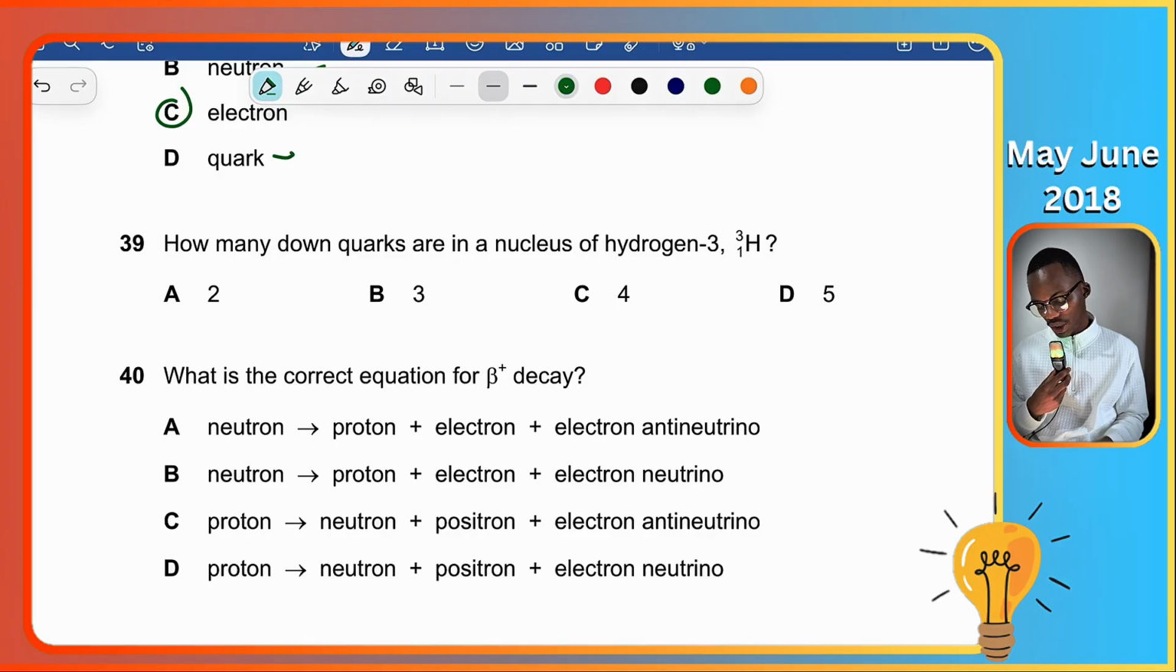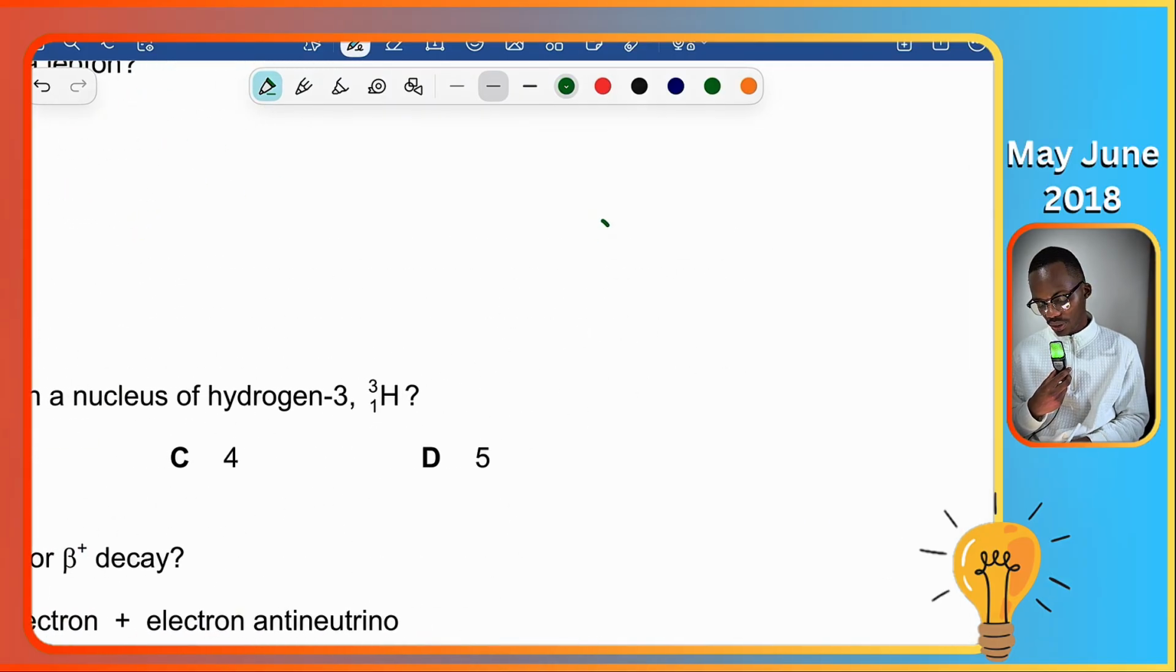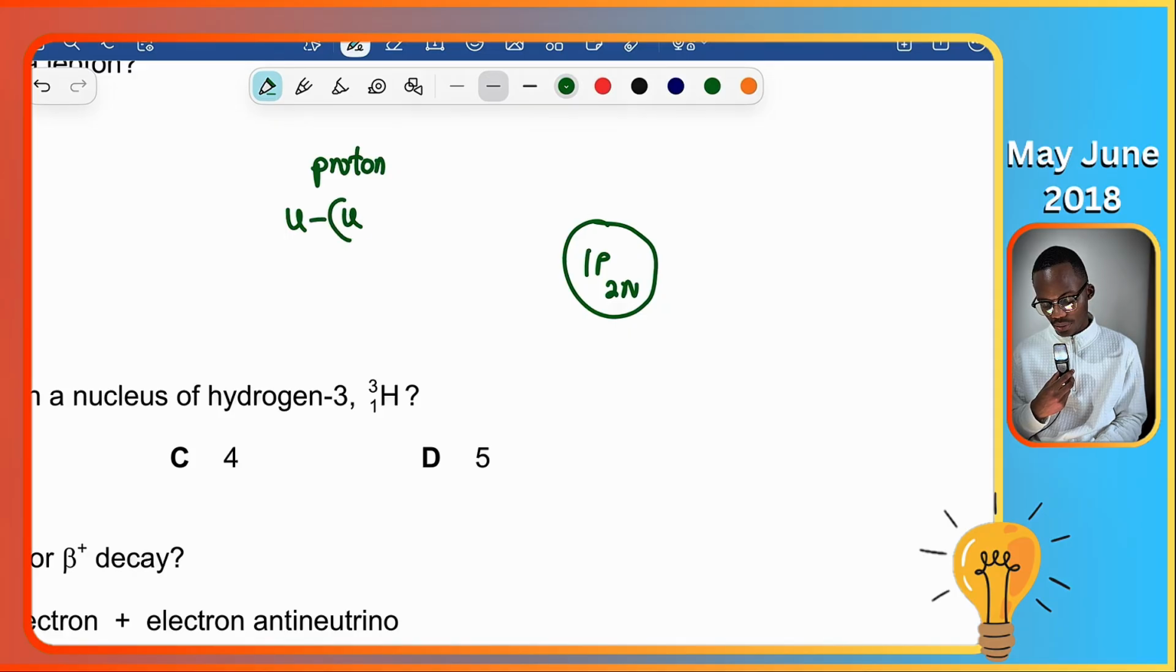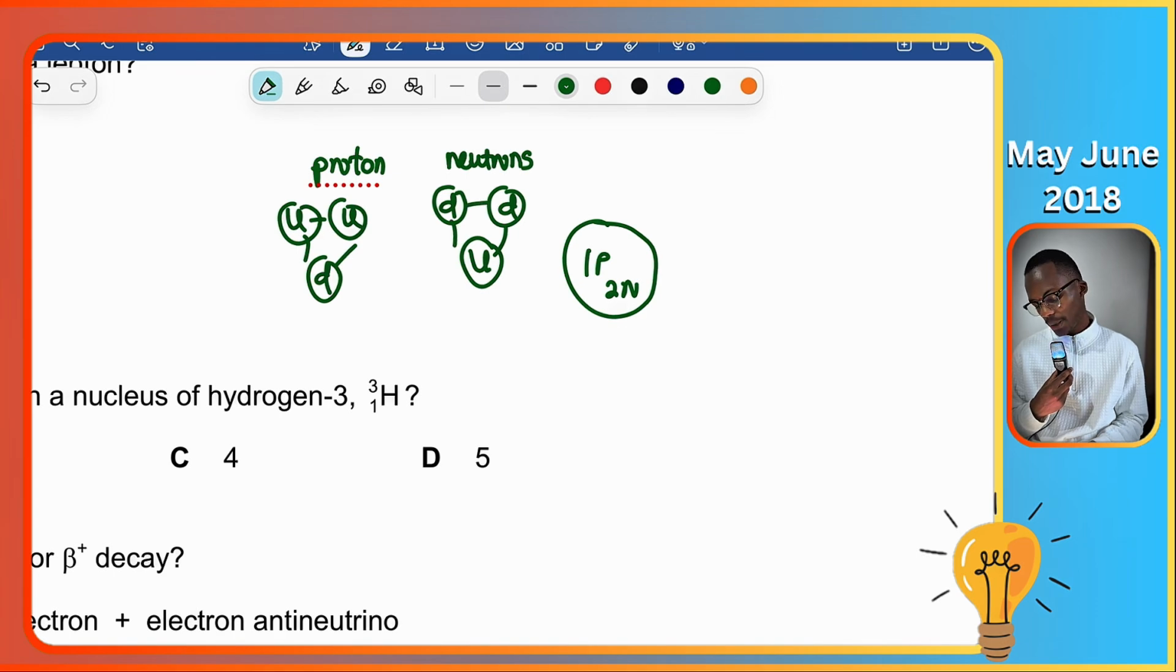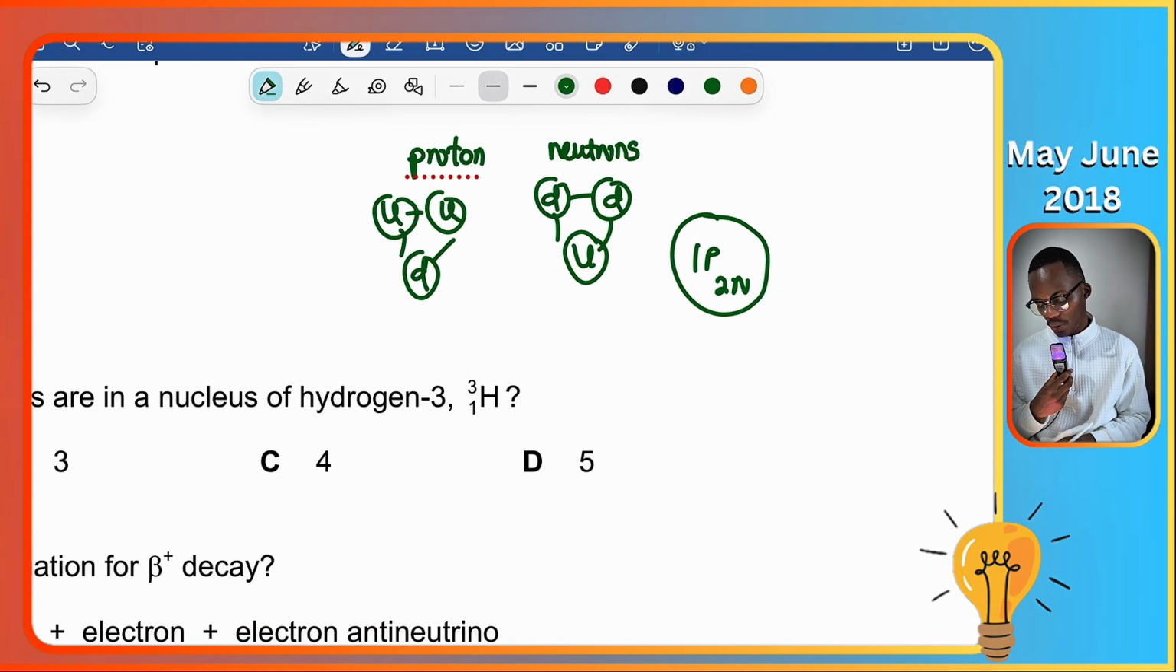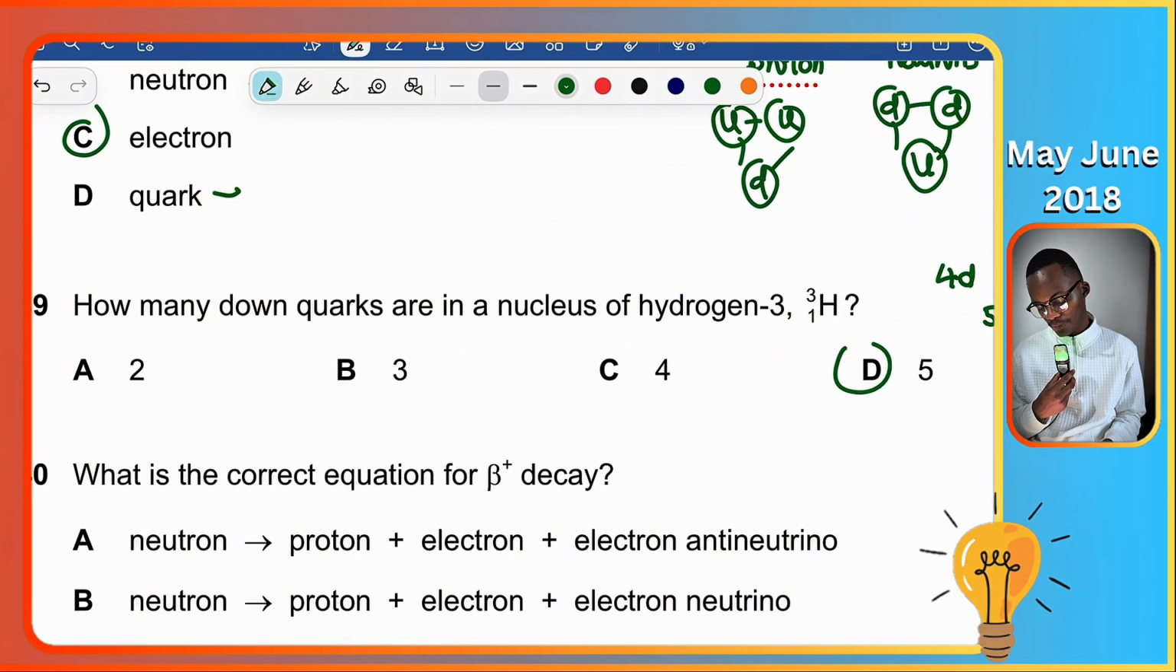How many down quarks are there in a nucleus of hydrogen? So hydrogen nucleus, like this, consists of 1 proton and 2 neutrons. But a proton effectively consists of 2 up quarks and 1 down quark. This is a structure that we just know. And a neutron consists of 2 down quarks and 1 up quark. Okay, so if you have 2 neutrons, we're going to have 4 down quarks. 1 proton, you're going to have 1 down quark. So in total, you're going to have 5 down quarks. The correct answer is going to be D.